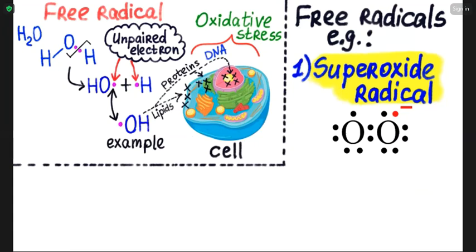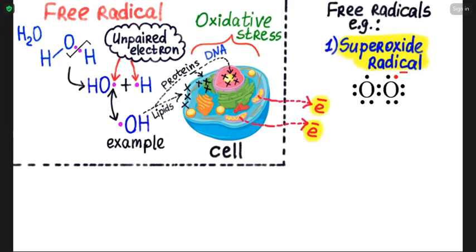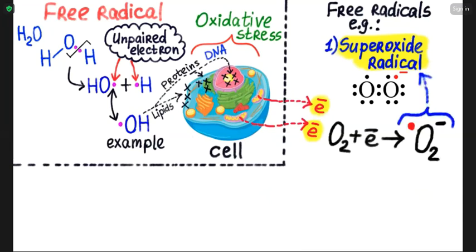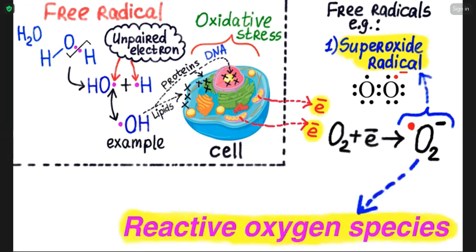In the mitochondria during oxidative phosphorylation, a small percentage of electrons leak from the electron transport chain. These leaked electrons combine with molecular oxygen to form the superoxide radical. The superoxide radical is an example of reactive oxygen species, or ROS. Reactive oxygen species are chemically reactive molecules containing oxygen. Superoxide is an important free radical in cellular metabolism and acts as a precursor to other more reactive oxygen species.